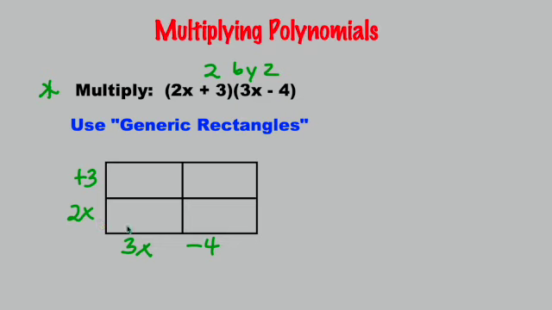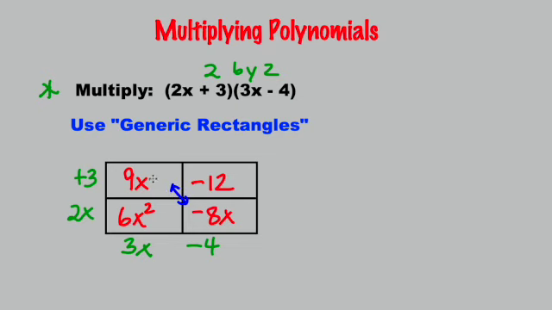So 2x times 3x would be 6x squared. 3x times 3 is 9x. I got 2x times a negative 4. Well, that will be negative 8x. And then finally, 3 times negative 4 is negative 12. And typically what's going to happen is as you do this, we usually, not always, but at least one term and another will combine together.